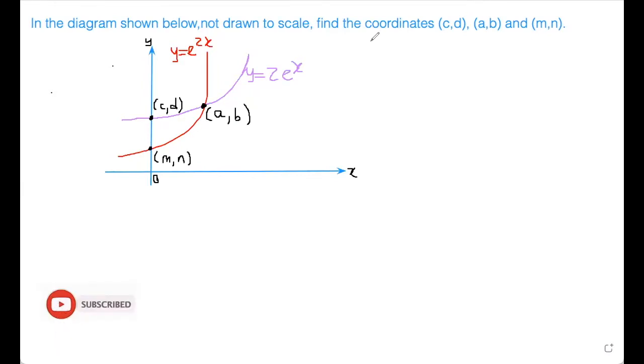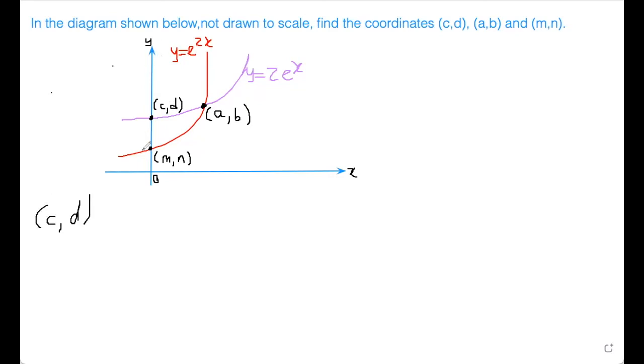First, let us look at the graph that is before us. The purple line represents the curve y equals 2e to the x, which is an exponential curve. The red curve represents y equals e to the 2x. As you can see, we have the point CD on the y-axis and MN is on the y-axis. AB is a point of intersection. Let us focus on CD.